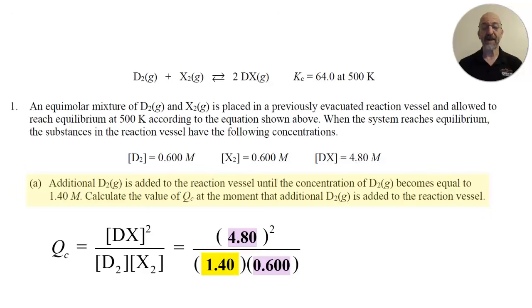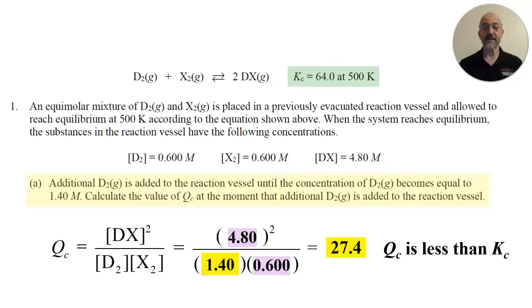So now when I pick up my calculator, it's going to be a different calculation. I will not get 64. I will get a number that is less than 64. So 4.80 squared divided by the product of 1.4 times 0.6 gives me a numerical value of 27.4. So the answer to part A is 27.4, and then I will remind you that Q is less than K because 27.4 is less than 64.